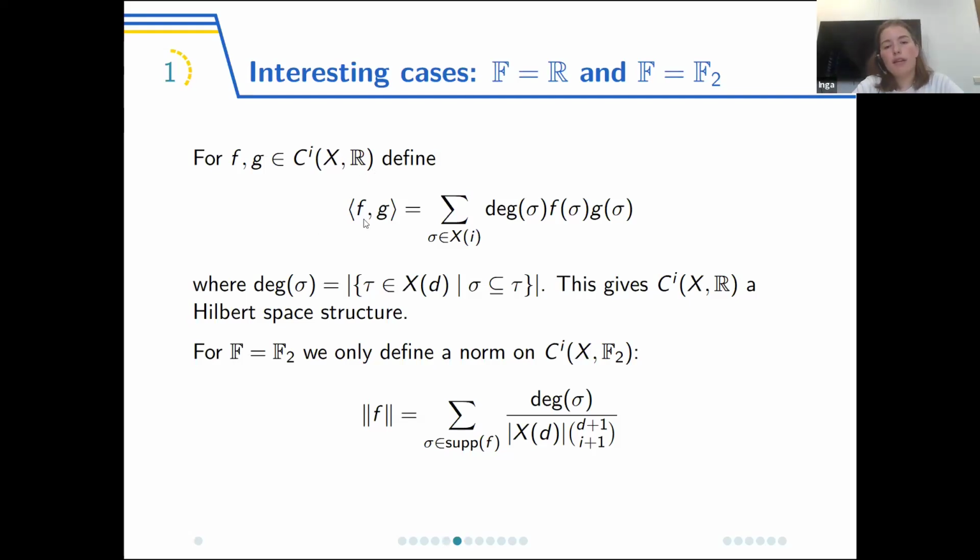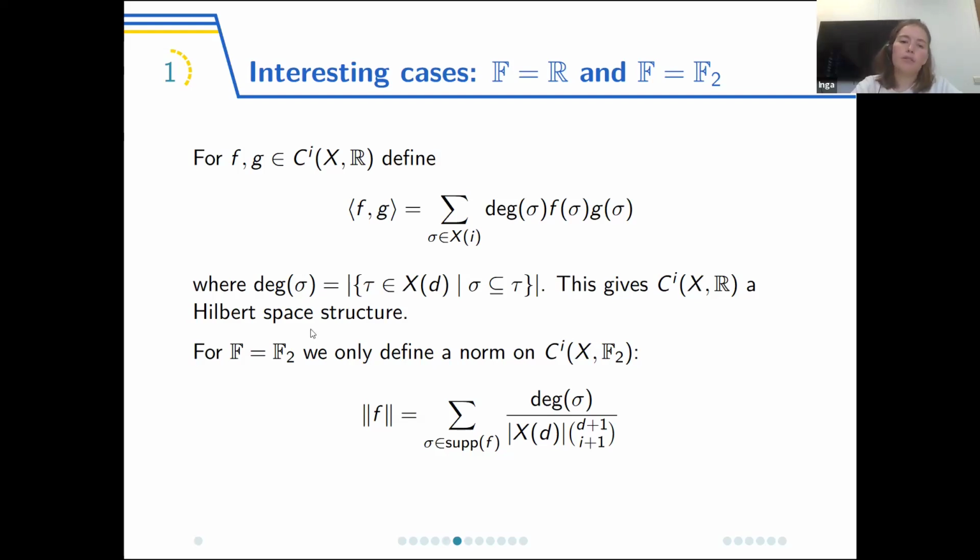And in that case, I can again define an inner product, like in the graph case. We're doing exactly the same thing, where now the degree of a simplex is just the number of maximal dimensional faces that contain the given face. And this gives our space of cochains a nice Hilbert space structure.